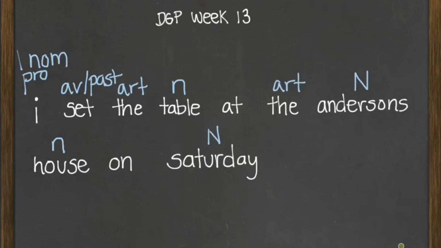At the Andersons, on Saturday. If it's showing relationship to a noun, which both of these are, we probably have a preposition. A lot of times, these are things that can be done to a box. You can go in a box, on a box, at the box, around the box, between the boxes.